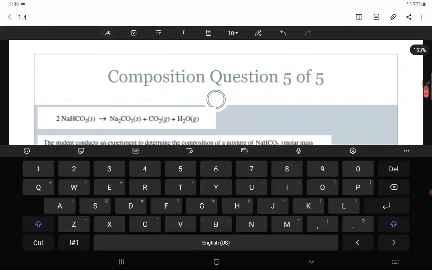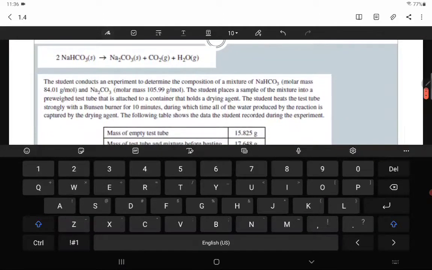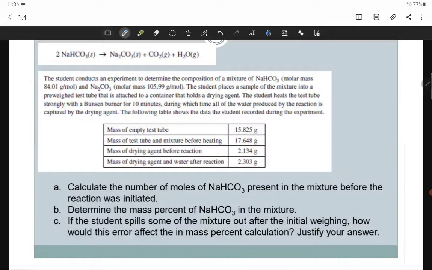Sometimes I'll take questions directly from AP tests, and that's this one here. And also we're going to have a lab that's going to have a lot to do with this kind of question. Okay, so we have a chemical reaction and it's balanced, which is really important. And it looks like we have a mixture of a compound, and the mixture has NaHCO3, that's sodium bicarbonate, and it also has Na2CO3, which is sodium carbonate.